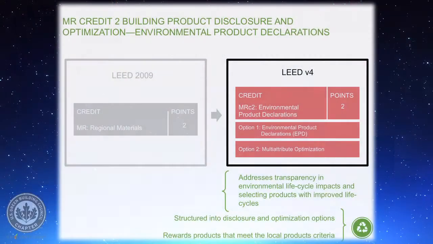So the next 3 credits I'm going to talk about are in a series called building product disclosure and optimization credits. So here we are looking at products as opposed to building level. The first credit in this series is called environmental product declarations. So we're still thinking about that box for assessment and optimization, thinking about environmental impact here. The way that these credits work, they're divided into 2 options.